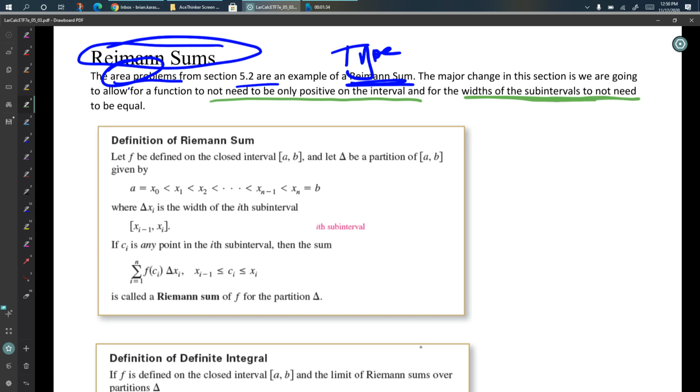All right, so let's take a look at this definition of a Riemann sum here. So this is our definition for Riemann sum. And it starts out by saying, find a function f, defined on a closed interval ab, and then let delta be a partition of ab given by the following. x sub 0 is going to be equal to a, the left-hand endpoint, right? x sub 0 is the same thing as a, x sub n is the same thing as b, the right-hand endpoint, and then all the other x's in between are just values somewhere on that interval.